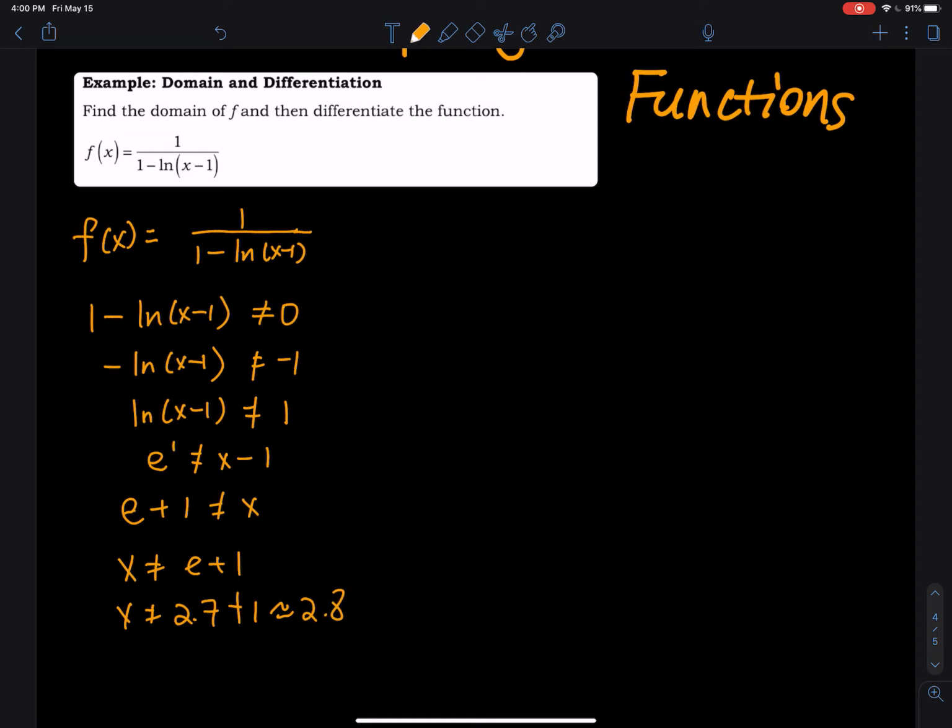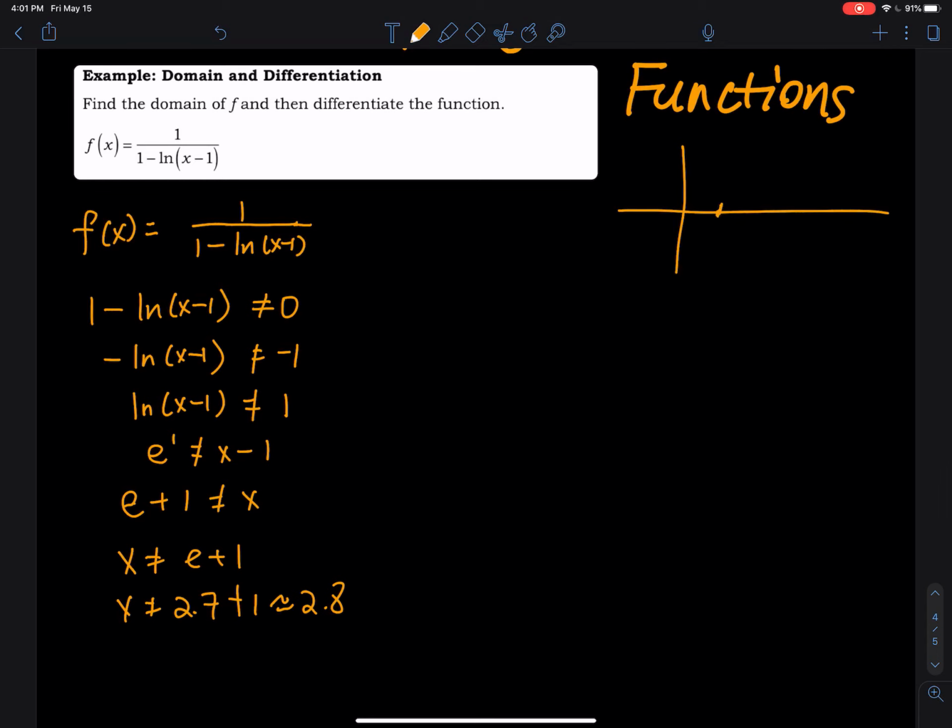And then the second restriction, what's the second restriction? For ln, what is the graph of ln? The graph of ln looks like this, right? We have an x-intercept right there. So this is the graph of ln. There is a vertical asymptote at x equals 0. So for ln, x has to be greater than 0, right? Since this is x minus 1, then x minus 1 has to be greater than 0, and x has to be greater than 1. So let's box all the restrictions.